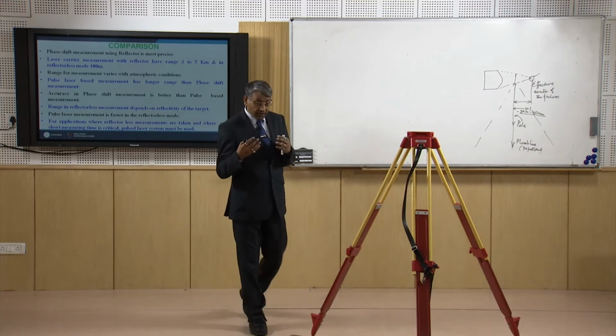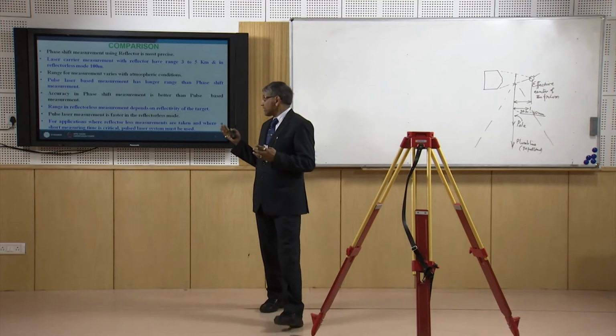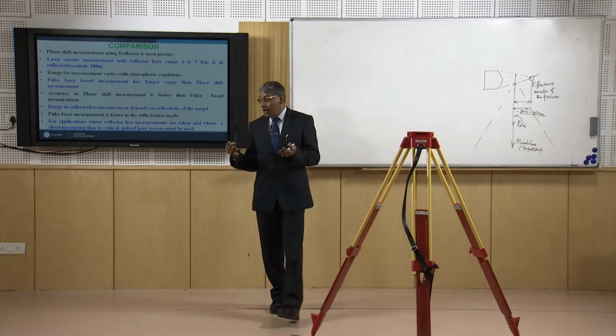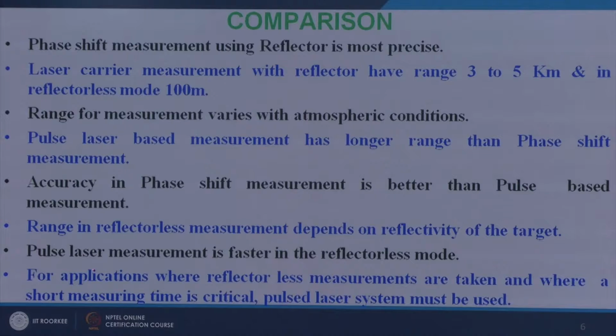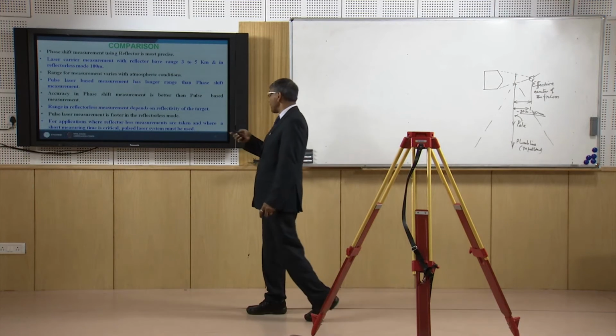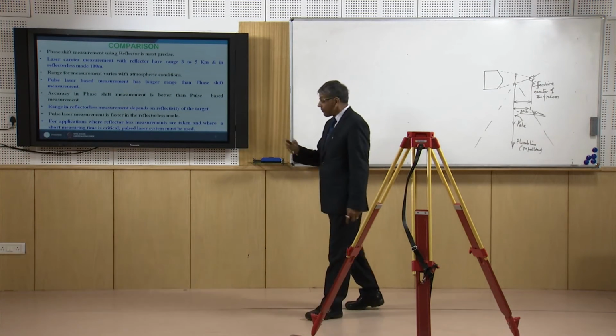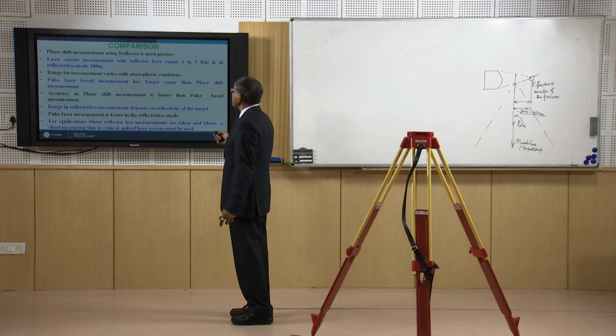If the target in reflectorless measurement has a very high reflectivity, then we will be able to get better range. Pulse laser measurement is faster in reflectorless mode. Though we have seen that pulse laser measurement will take more time, in case of reflectorless mode it will be better. For applications where reflectorless measurements are taken and where a short measuring time is critical, a pulse laser system must be used. So, this is in short about the mutual advantages and disadvantages of the two ways of taking measurement.